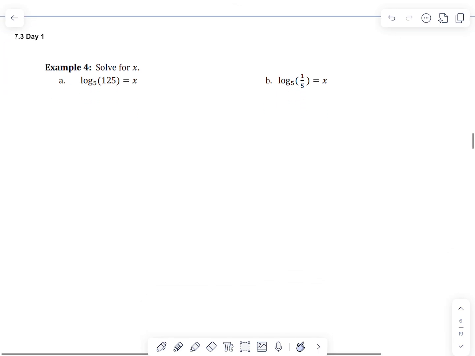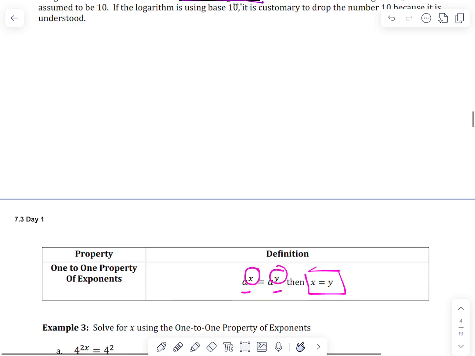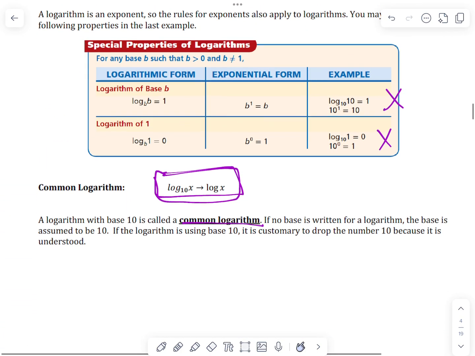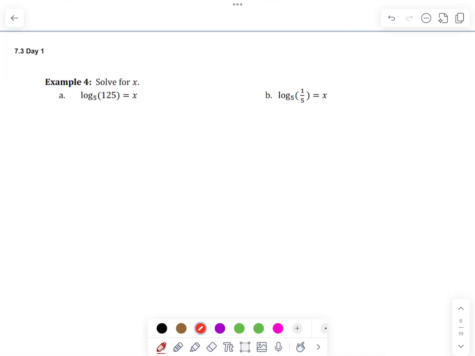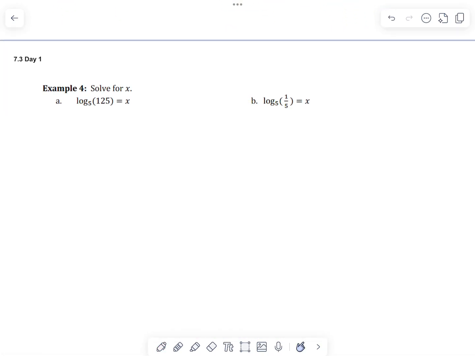All right, example 4, solve for x. Again, we want to use our special properties. So here's our special properties here. All right. So what we have in example A is a logarithm. And what we can do sometimes to help us is to change it to the other form. So we're going to change it to an exponential equation. So my base is 5, my exponent is x, and then what it equals is 125.